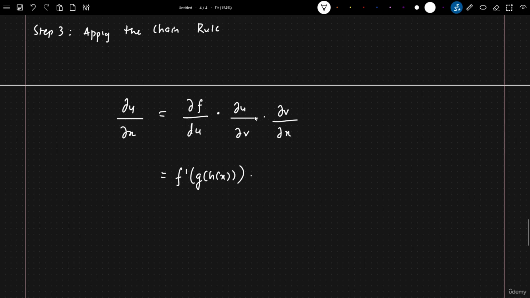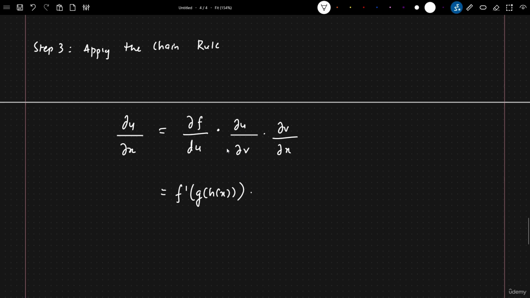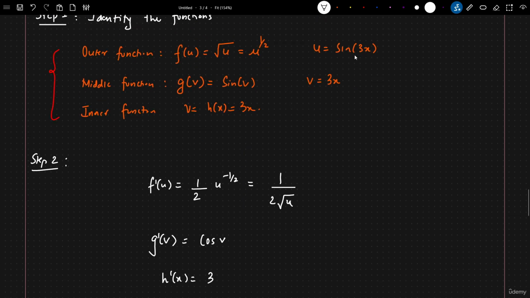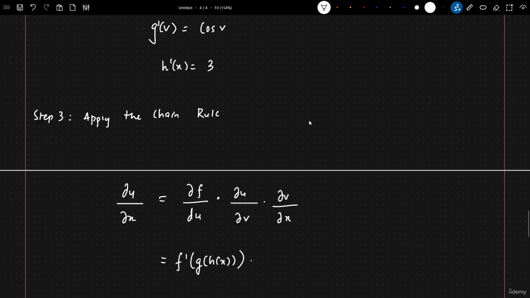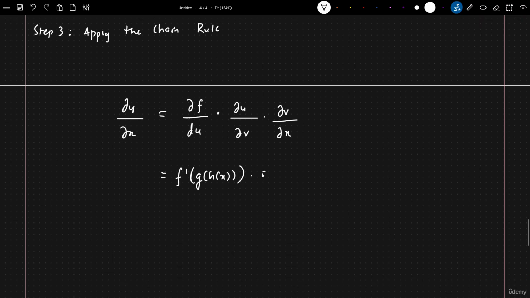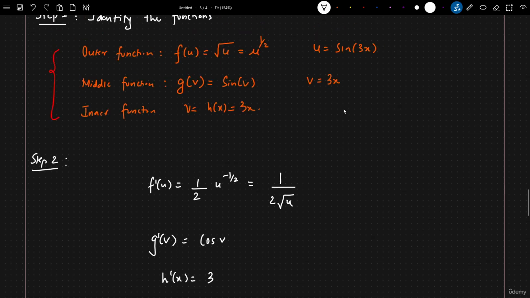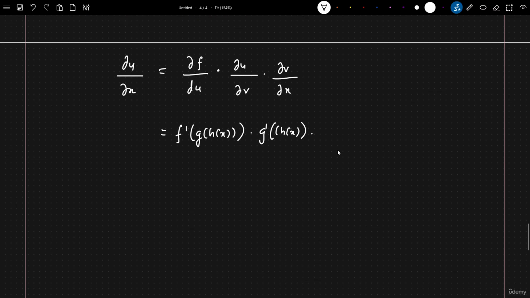Then what is the derivative of u with respect to v? You know what u is? u is nothing but sine 3x, right? So I can write this as the derivative of u, which is g dash of h of x. Then finally, the derivative of v with respect to x, v is nothing but 3x, right? So for this, I can write h dash of x. This is what each and every notation specifies. This is this notation, this is this notation, and this is this notation, right?